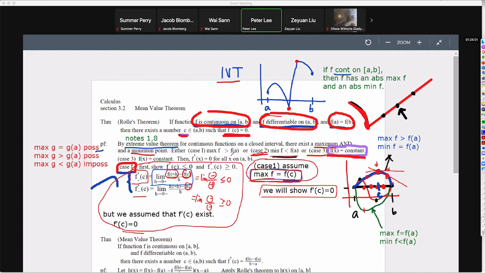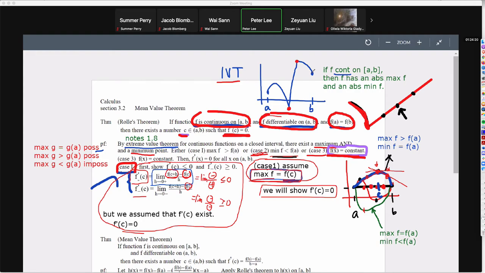Although I only prove case 1, after this class is over, maybe you should try to prove case 2. Very similar, but you should be able to prove it. I'm not going to do it because it's too similar. So that's that. Okay, so that is the end of Rolle's theorem.